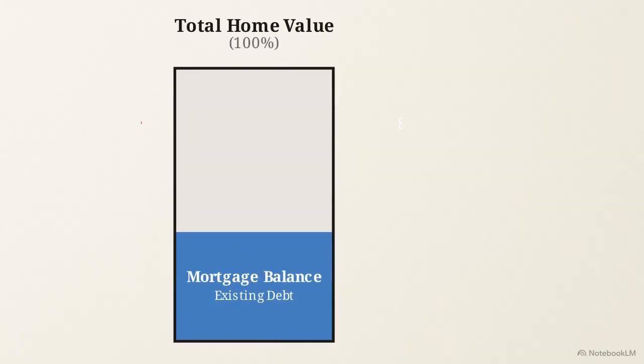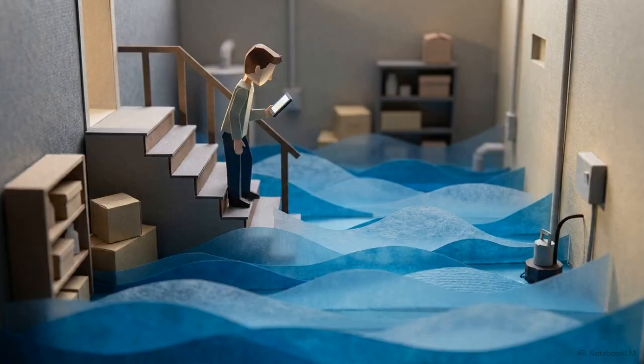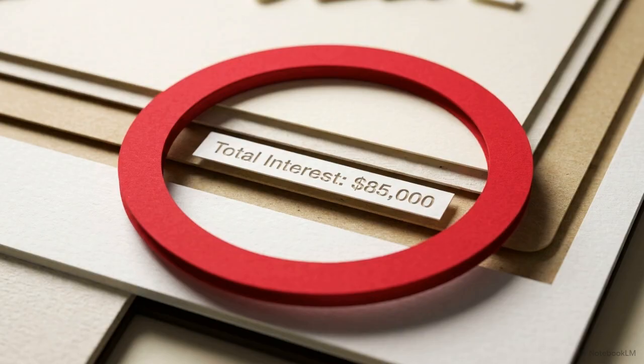If you are a safety net seeker, use the calculator today to define exactly where your 80% LTV threshold sits. Then, leave that equity completely untouched until a genuine medical or repair emergency occurs. The most important metric on any home equity calculator is never the available equity sitting at the top of the screen. It is always the total interest trap waiting at the bottom.